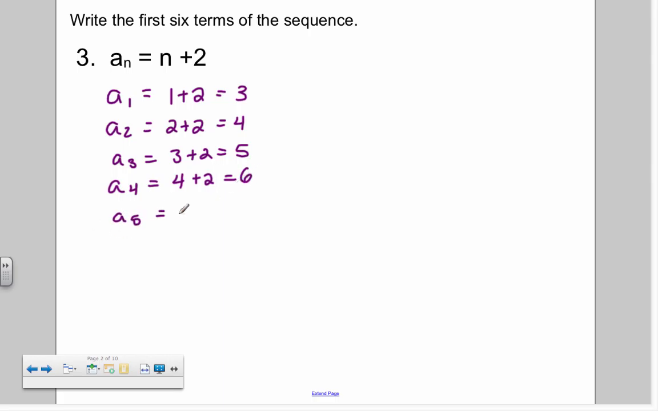Fifth term, 5 plus 2, 7. And our sixth term, 6 plus 2, which is 8. So the first 6 terms in this sequence are 3, 4, 5, 6, 7, and 8.